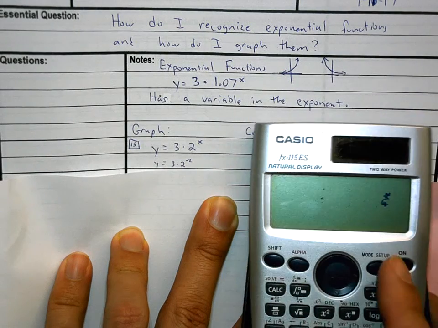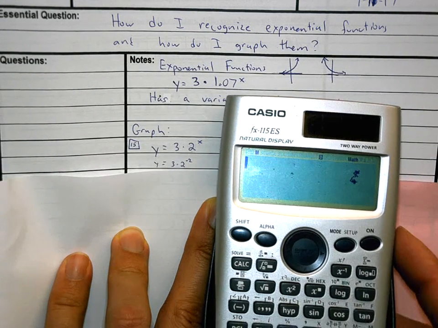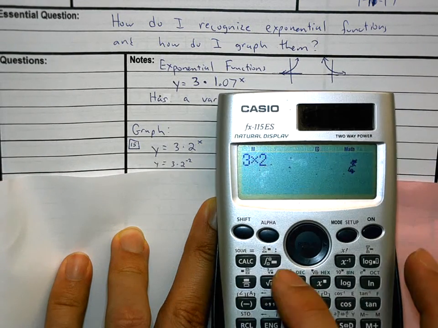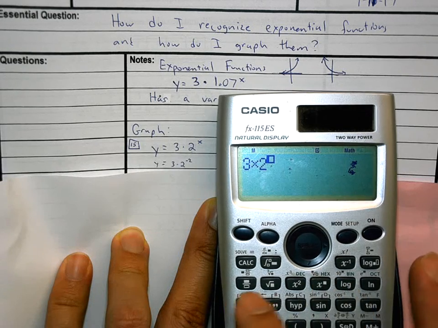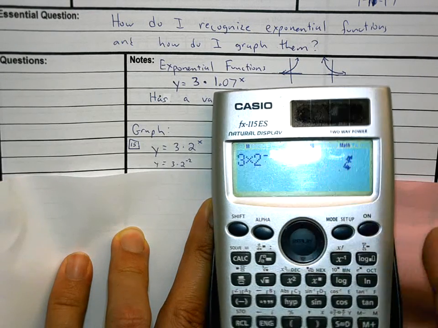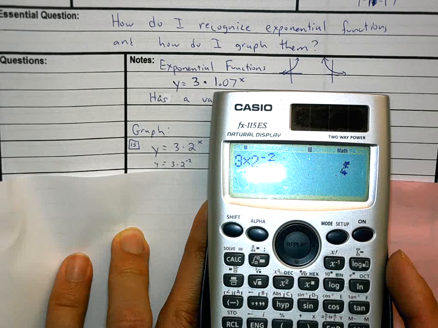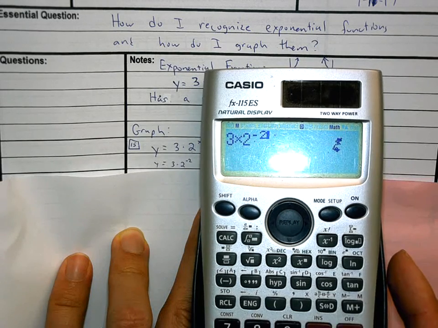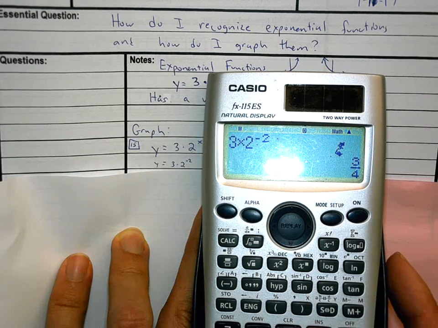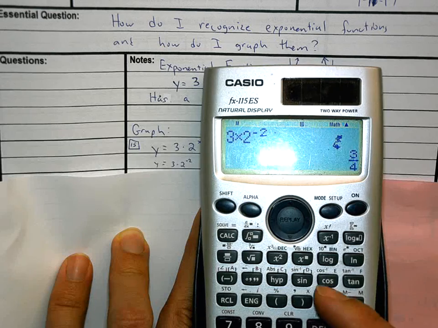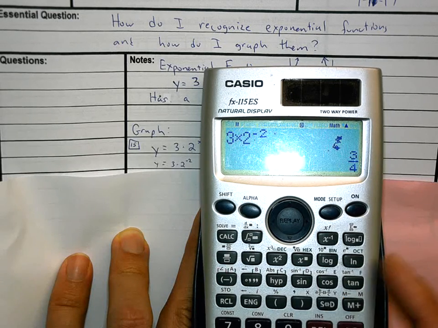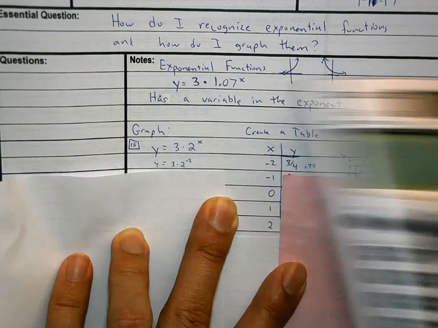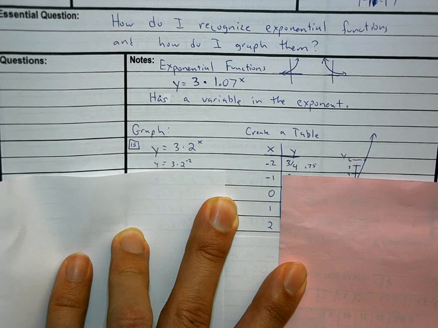If you want, though, feel free to use your calculator. 3 times 2 to the -2 power. These calculators that are on the back wall, the ones I've recommended to you, can deal with negative exponents, and they can even give you your answer as a fraction or as a decimal, which is really nice and convenient for you when you're going to graph.